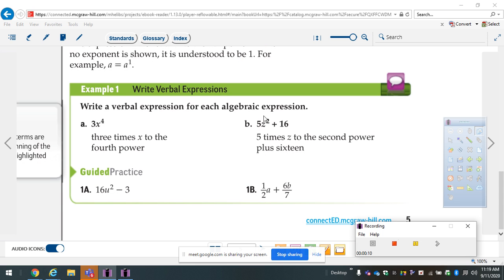Okay, so verbal expressions. This is your algebraic expression. Turn it into the verbal. Basically, read it through from left to right, like you would read a regular sentence. And then this part right here just translates into the words. 3, they're next to each other, times x to the 4th power. There it is. This one is 5 times z to the 2nd power, or z squared, plus 16. We covered these, so let's continue.